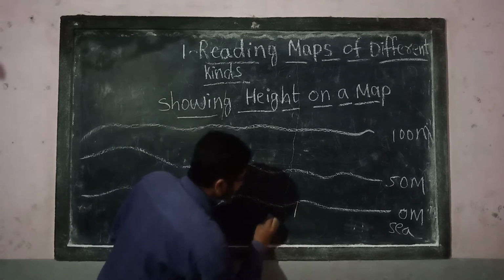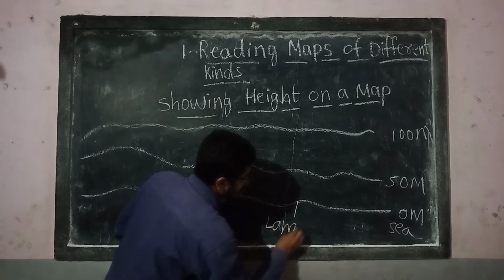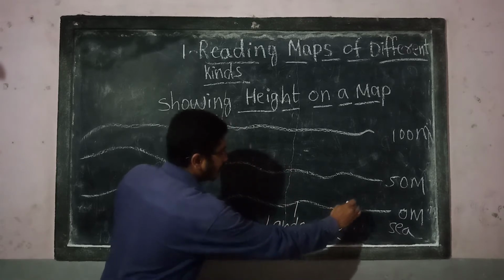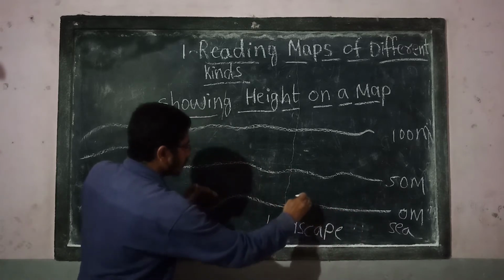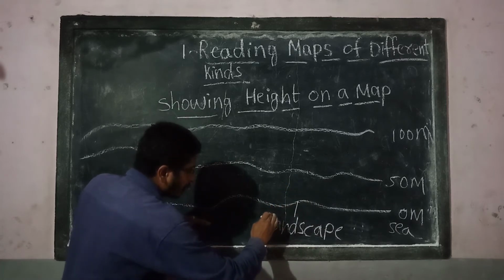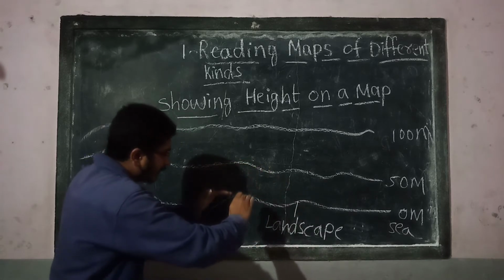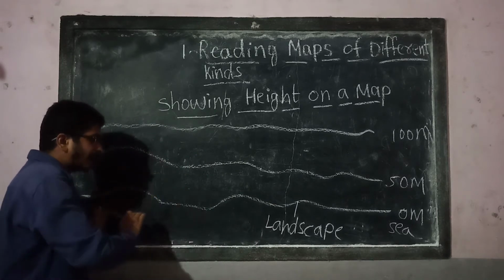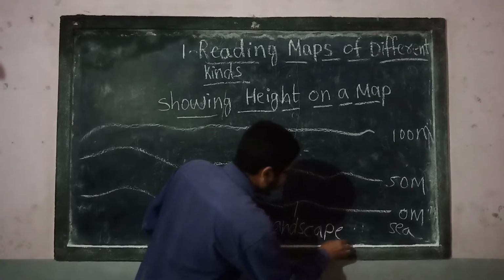The landscape will be at some height up to some extent, and again it will become low. It will become like a steep slope, or it will get high and then go down. That is because of the landscape.